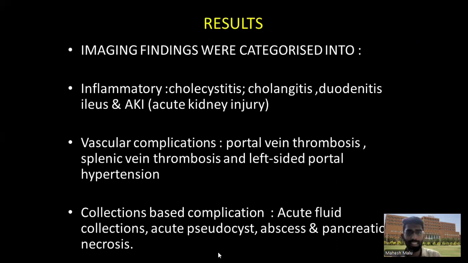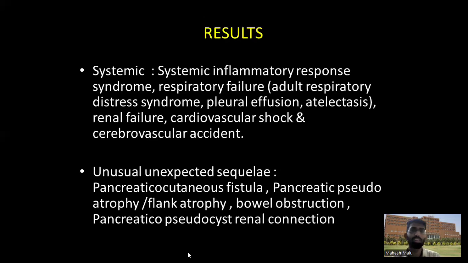The results are categorized into 5 subcategories based on the complications. The first is the inflammatory complications such as pericholecystic fat stranding, cholecystitis, cholangitis, duodenitis, and AKI. The vascular complications: portal vein thrombosis, splenic vein thrombosis, thrombosis involving the splenoportal confluence, left-sided portal hypertension. The complications based on collections: acute fluid collection, pseudocyst, and necrotic collections. The systemic complications involved systemic inflammatory response syndrome, respiratory failure, ARDS, pleural effusion, atelectasis, renal failure, cardiovascular shock, and the CDA.